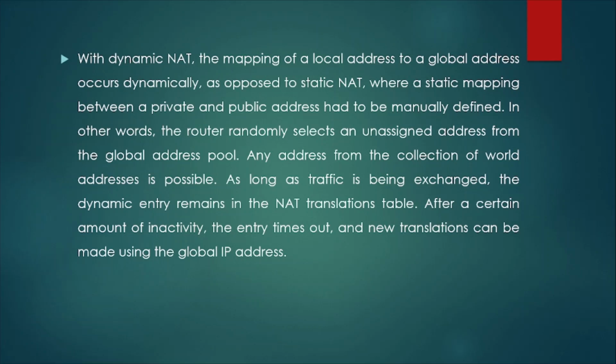With dynamic NAT, the mapping of a local address to a global address occurs dynamically, as I have already explained above, as opposed to static NAT, where a static mapping between private and public addresses has to be manually defined. In other words, the router randomly selects unassigned addresses from the global address pool. Any address from the collection of global addresses is possible, as long as traffic is being exchanged. The dynamic entry remains in the NAT translation table until a timeout after a certain amount of inactivity, and a new translation can then be made using a global IP address.